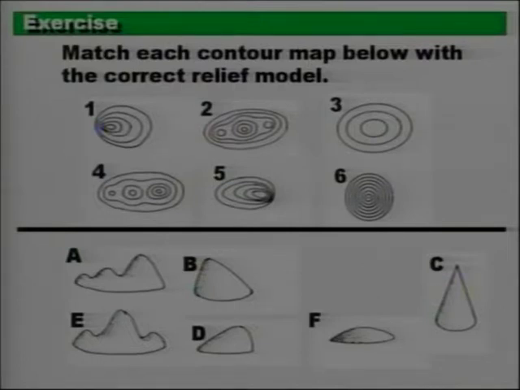If you'd like to make a quick sketch of the relief model and also the patterns, you can do that, but match them first of all.